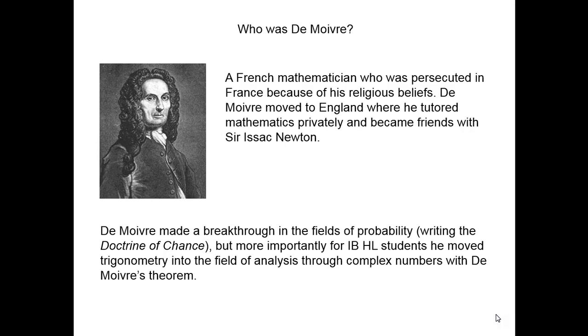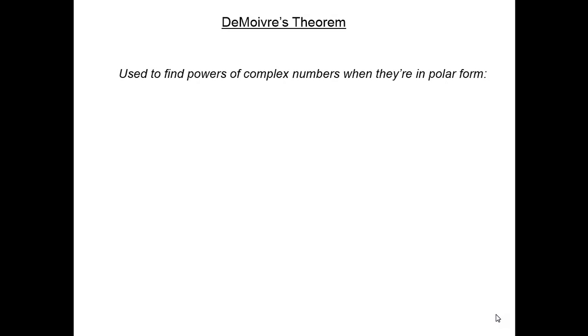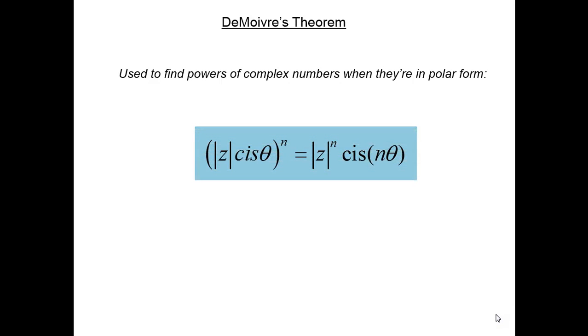A little information for you here about De Moivre. He was a French mathematician, and I think he's probably most famous in math for his work with complex numbers, and particularly he came up with this thing called De Moivre's Theorem. So let's talk about what that says. De Moivre's theorem is used to find powers of complex numbers when they're in polar form. So write this down. You're going to need to know this.